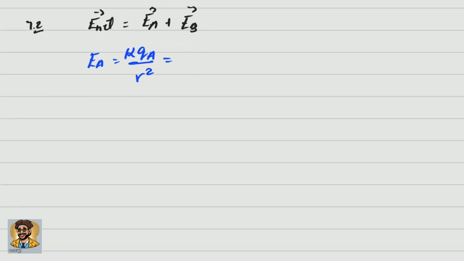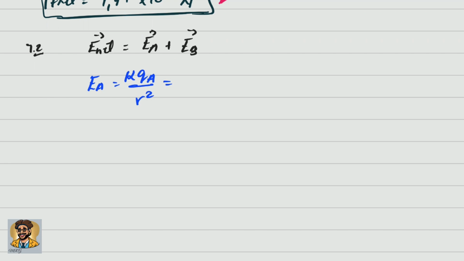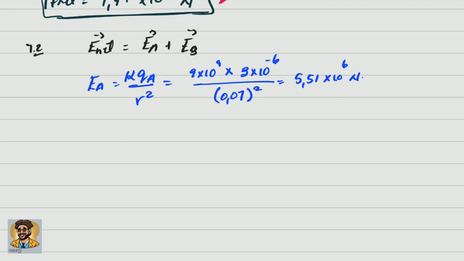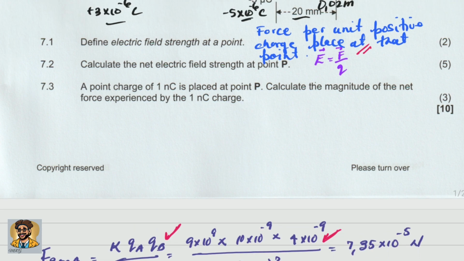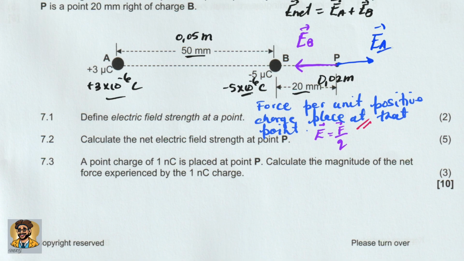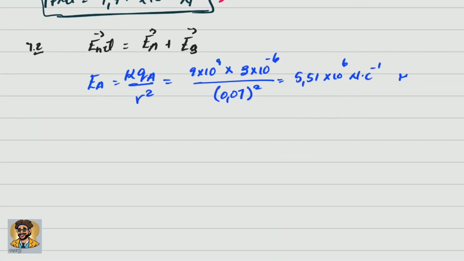So we come in here and we substitute all the numerical values we have here. The answer here is going to be 5,51 times 10 to the 6 Newton per coulomb. Now, if we go back here, we can include the direction. It is going to be pointing to the right, as you can see there, guys. So this one is to the right. I just need it because I need to use direction just now.